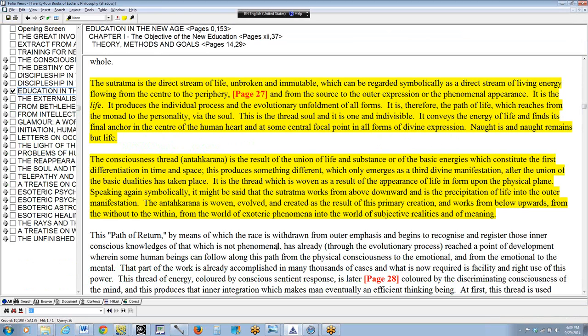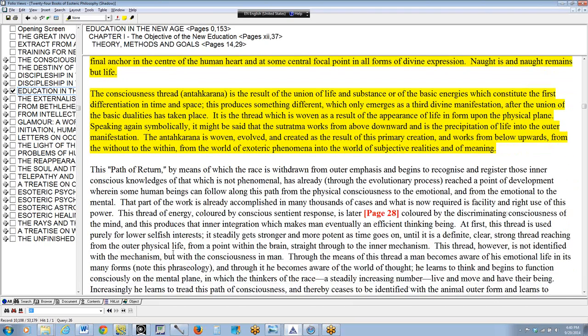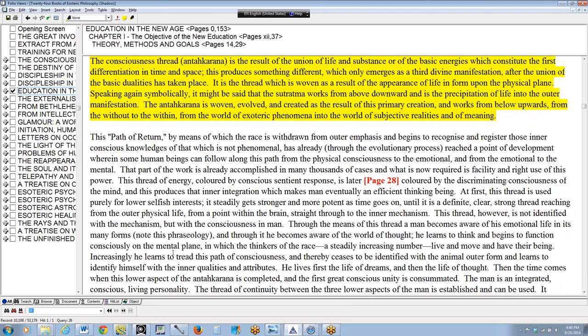The path of return by means of which the race is withdrawn from outer emphasis and begins to recognize and register those inner conscious knowledges of that which is not phenomenal has already through the evolutionary process reached a point of development wherein some human beings can follow along this path from the physical consciousness to the emotional and from the emotional to the mental. Okay, that's the average and the normal. That part of the work is already accomplished in many thousands of cases, and what is now required is facility and the right use of this power.